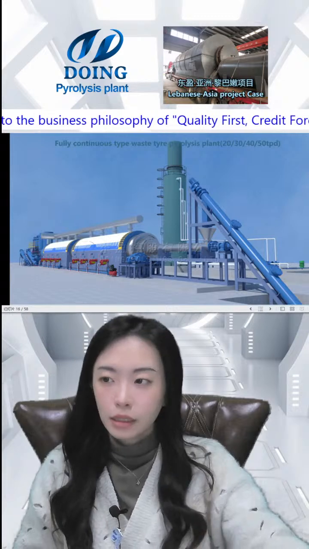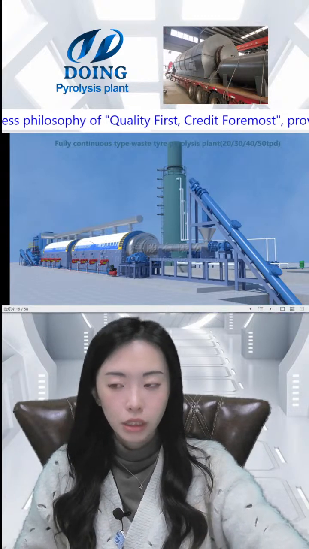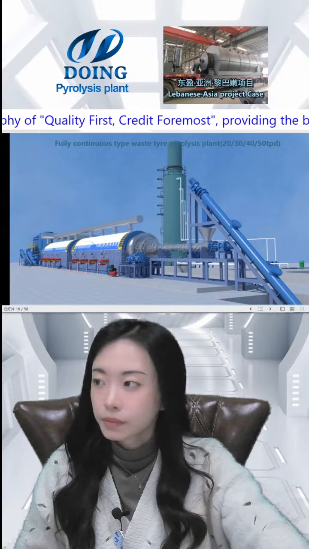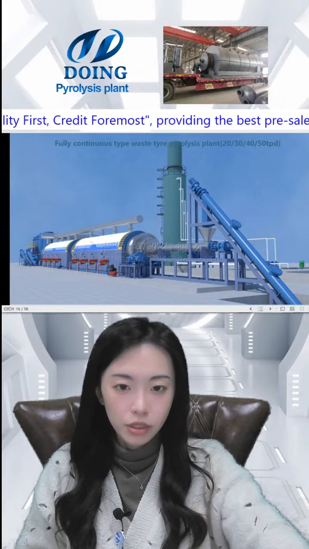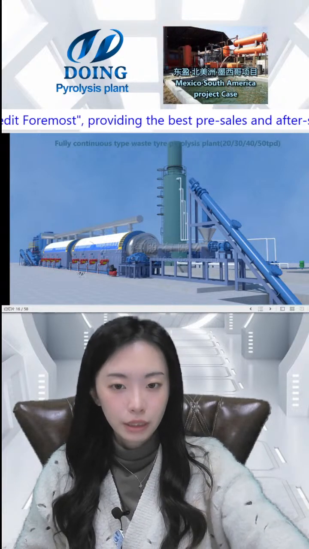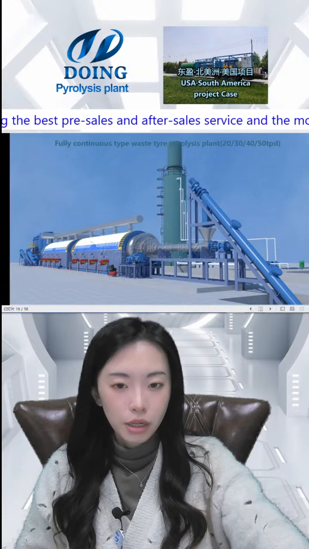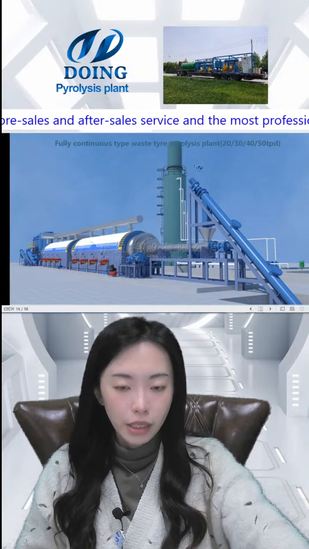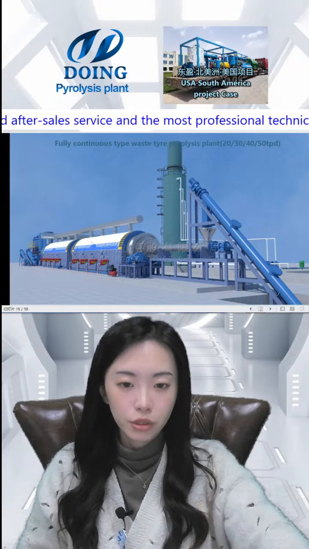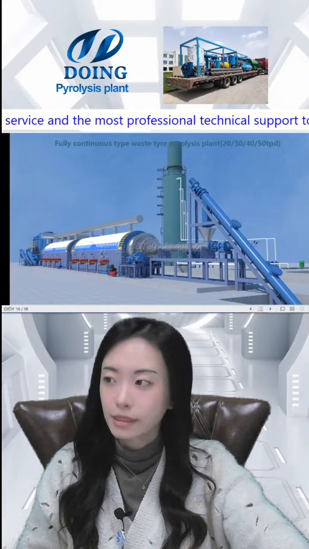Like this, it also can include the feeding system. This is the floating winch, the pyrolysis system, and the condensation, discharging, and the purification system. Later we will show you the 3D video. It's very clear to understand.